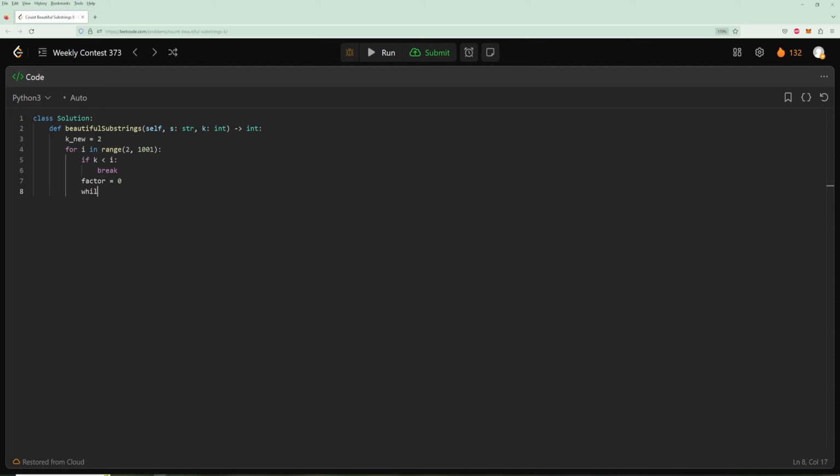Then we'll say while k mod i equals 0, meaning while we can divide k by i, let's divide it by i. And then let's add 1 to the factor. So for example, if k was like 8 and we were on factor 2, we'd say, okay, let's divide 8 by 2. We'd get 4. And now we have 1 factor. Then we can divide that again by 2. We'd get 2. Now we have 2 factors. And let's divide it again by 2. And we'd get 1. So we have 3 factors. So while we can divide it by this number, let's keep doing it.